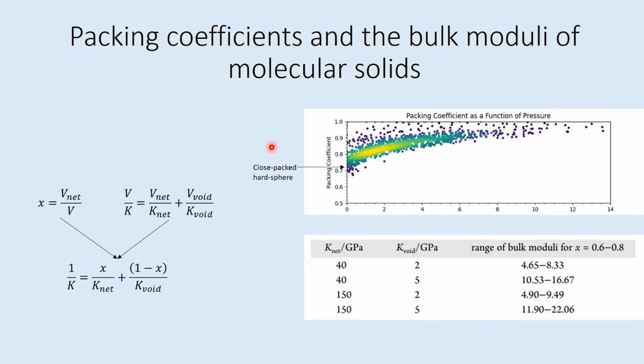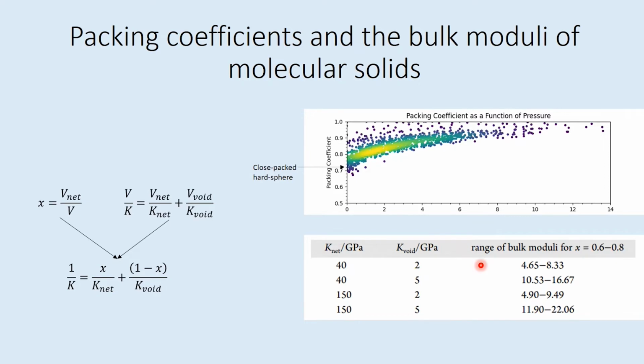So doing some mathematical derivation, and I can share that later if anyone's interested, we can come to this equation here, which defines bulk modulus of an overall compound in terms of its relative contributions. And if we rearrange this by inputting our packing coefficient, we come to this equation here. And this puts bulk modulus in terms of network and void bulk modulus and the overall packing coefficient. And if we combine these typical ranges, as we can see here, 40 to 150, 2 to 5, and 0.6 to 0.8, we are able to replicate this range of about 5 to 20 GPa for the bulk modulus of molecular solids.